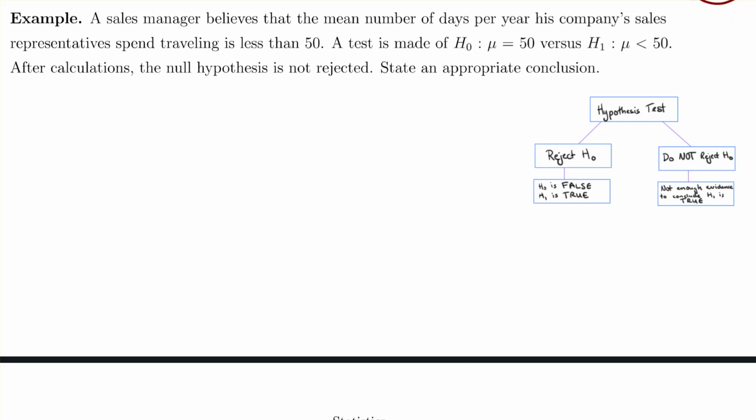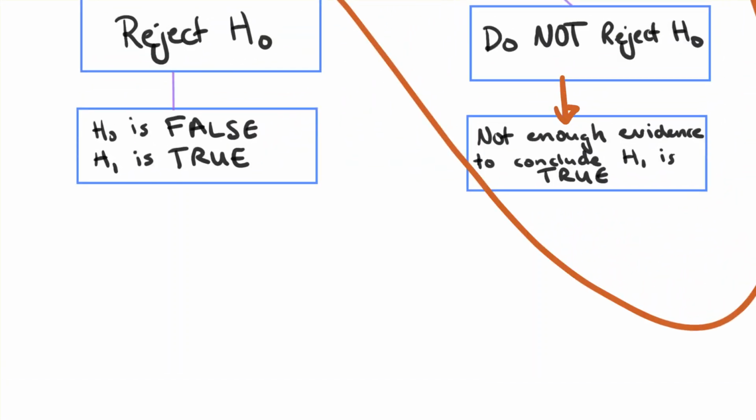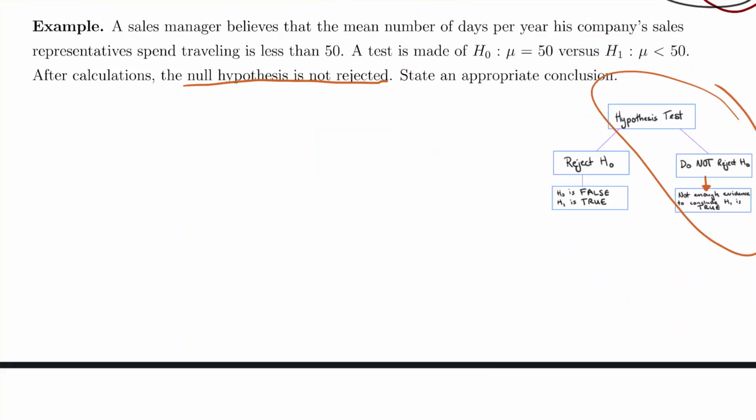We know just saying H0 not rejected is not enough. We've got to go back to the context of the problem and also the correct conclusion based on the fact that we did not reject the null hypothesis. Now, if the null hypothesis is not rejected, we know we're in this portion of the hypothesis test, and the only thing we can conclude is there's not enough evidence to conclude whatever H1 was true.